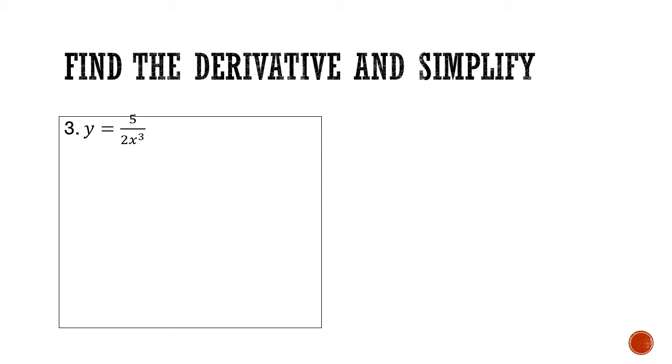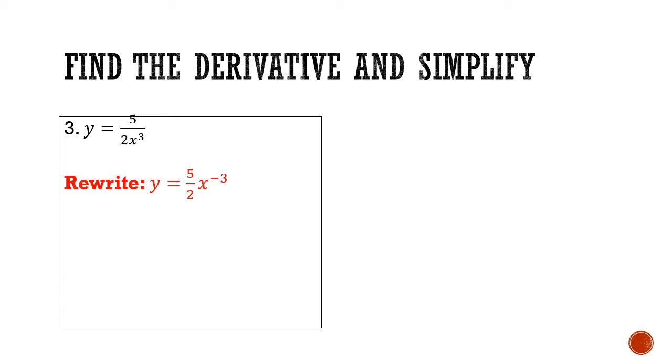Here's number 3. y equals 5 over 2x cubed. So this is similar to number 2 in that you have your x to the 3rd in the denominator. You're going to move the x to the numerator, but the 2 does not move with it because it's not in parentheses. So first step, rewrite. y equals 5 over 2 x to the negative 3.